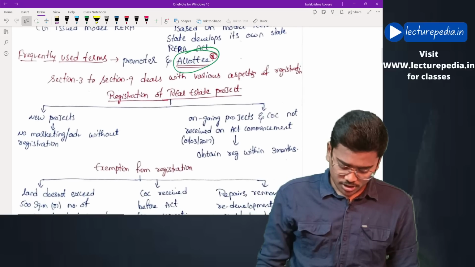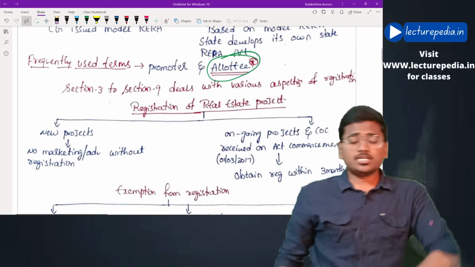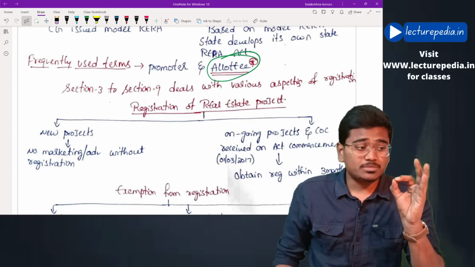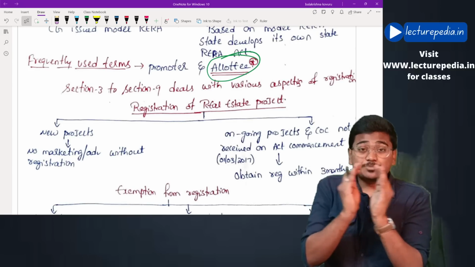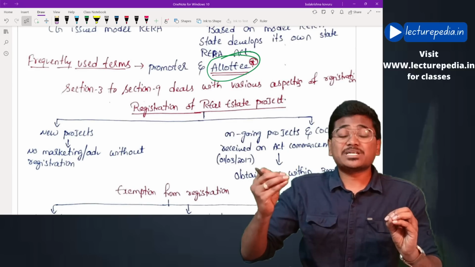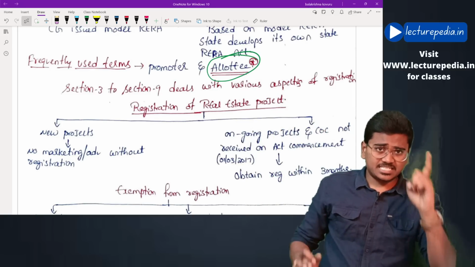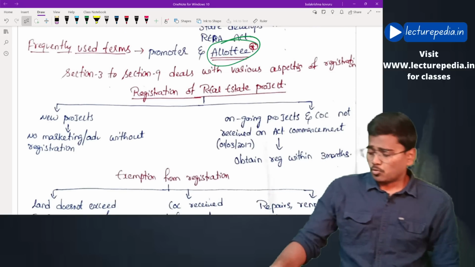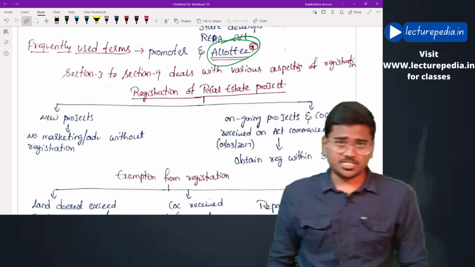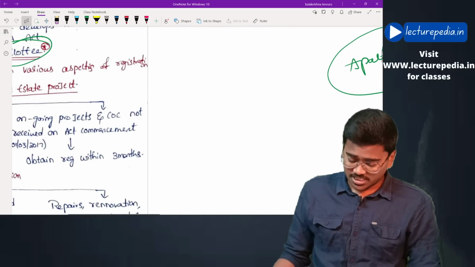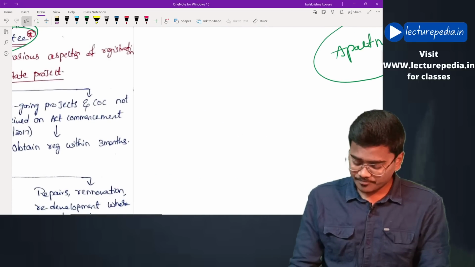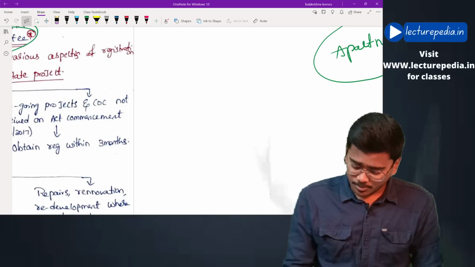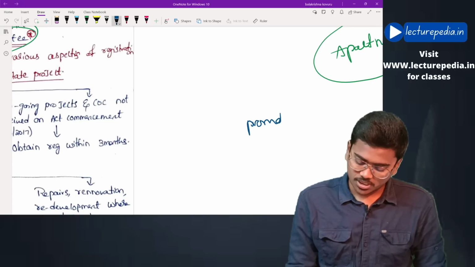Now, moving into the provisions. Basically, in RERA, we have sections from section 3 to section 9 which specifically deals with various aspects of registration. Section 3 to section 9 deals with registration aspects. Now, registration. What is this concept of registration? Now, every promoter, now let's say there is a particular promoter.